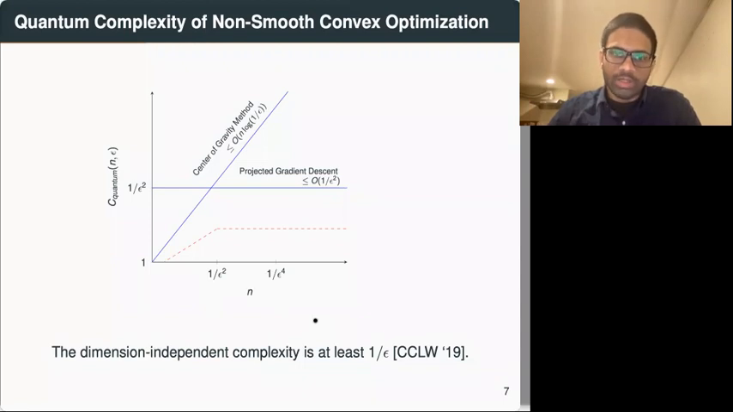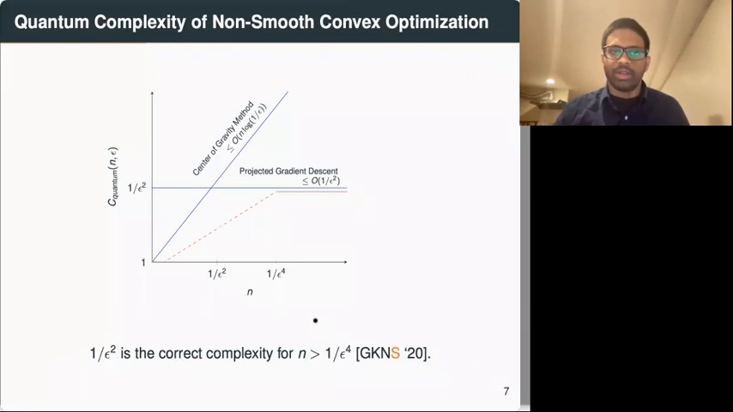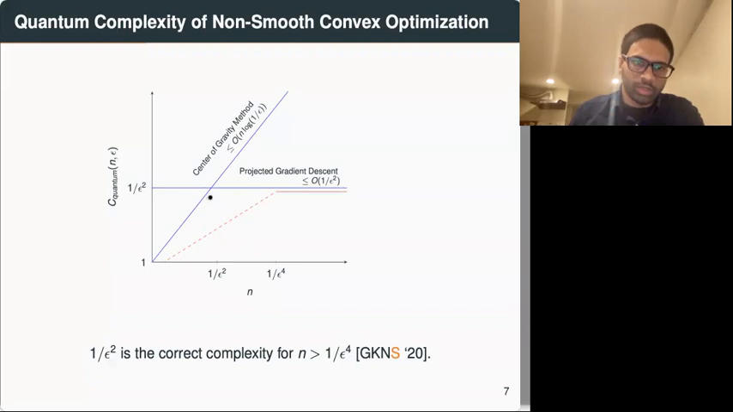But what we showed was that, in fact, you cannot get a quadratic speedup. Gradient descent is still optimal even among quantum algorithms. But our lower bound only holds when n is larger than 1 by epsilon to the 4. So there still is this very important question of what is the correct quantum complexity in this region.